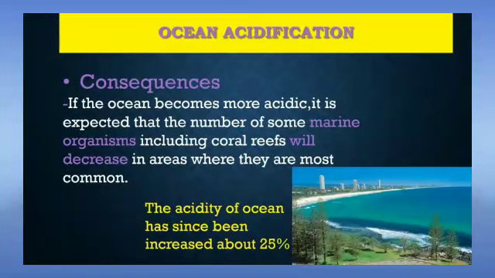Consequently, if the ocean becomes more acidic, it is expected that the number of some marine organisms, including coral reefs, will decrease in areas where they are most common. The acidity of the ocean has since increased about 25%.